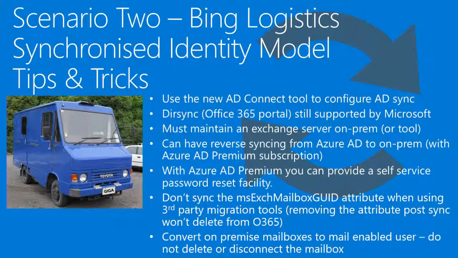A couple other things. When you do migration and you're using synchronized identity, because we want to maintain those email attributes on-prem, we want to convert the mailbox to a mail-enabled user. We don't want to delete it, because we know when we delete a mailbox in Exchange, it's going to delete the AD account. It's not going to end well. And we don't want to disconnect it. We want to do a conversion to a mail-enabled user, and then we can clean up the mailbox and purge it. You can then go into your Exchange console, and you'll see the user now, rather than as a mailbox, it'll be a contact. So mail-enabled contact, mail-enabled user.